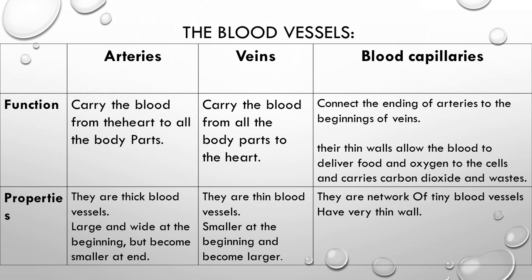Now we will talk about the properties. Arteries are thick blood vessels, large and wide at the beginning but becoming smaller at the end. Veins are the opposite. They are thin blood vessels, smaller at the beginning and becoming larger at the end. As for blood capillaries, they are a network of tiny blood vessels and they have very thin walls.